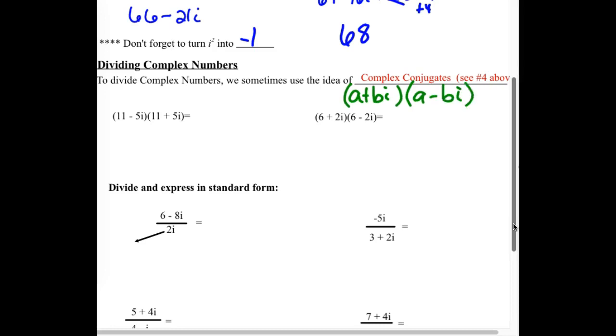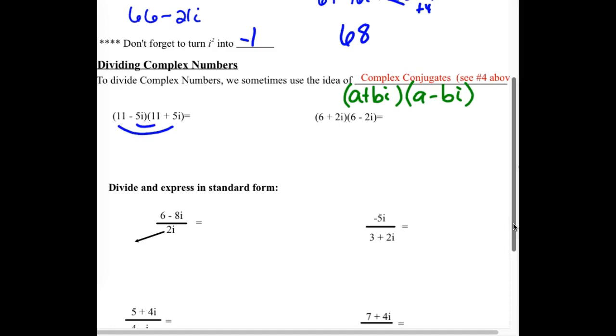And what will happen is that middle stuff will always drop out. Our i squareds will always be able to be converted, which means we just get a nice whole number answer, or a nice integer answer. Okay. So if we were to multiply out these two conjugates, insides and outsides again are going to drop out.